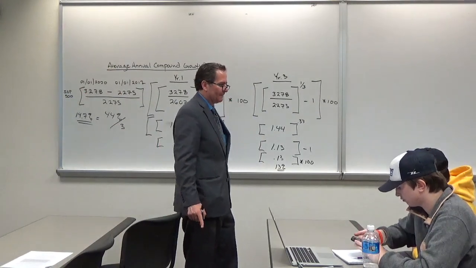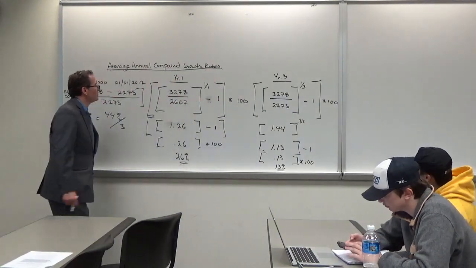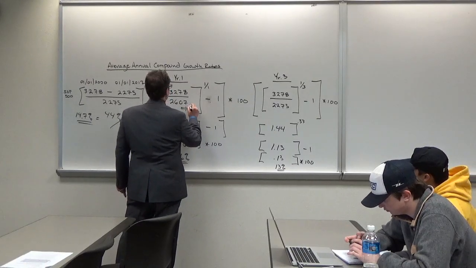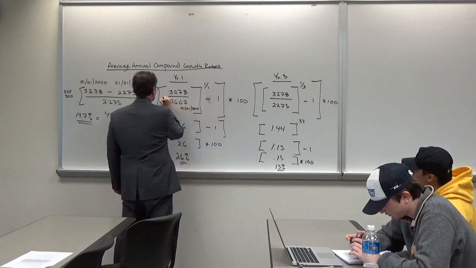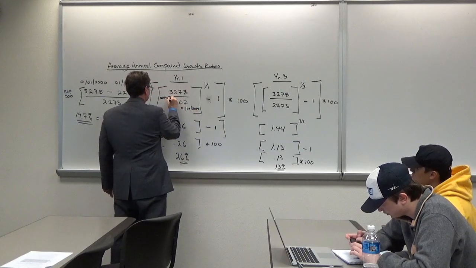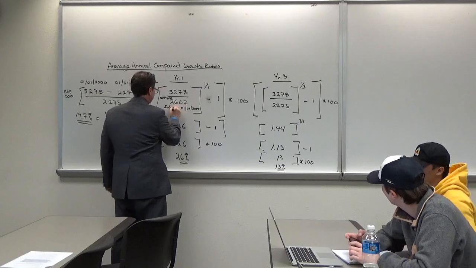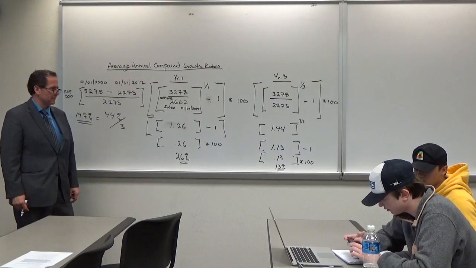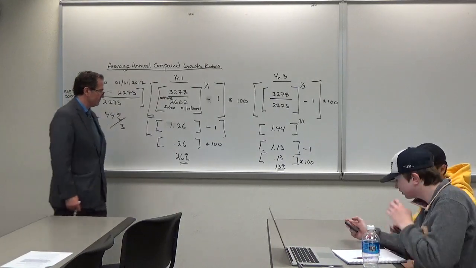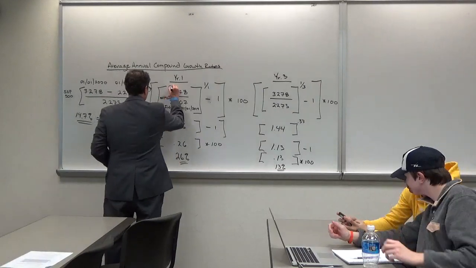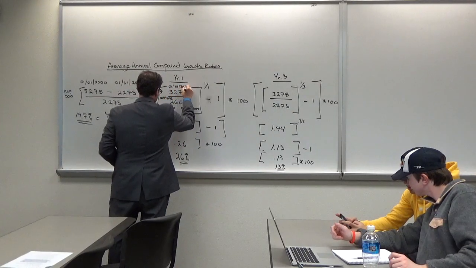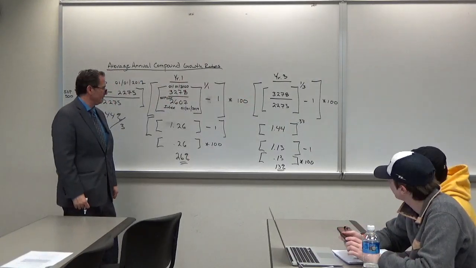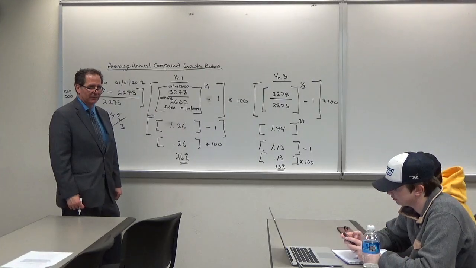Sorry to go back, but that 2607 again, where did that come from? This was as of 01/01/2019, S&P 500, the index. The number on top, 3278, was where the S&P was at 01/01/2020. Okay. Everybody clear on how to calculate average annual compound growth rates?